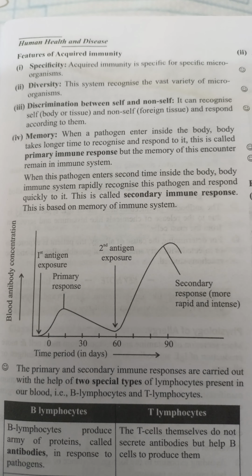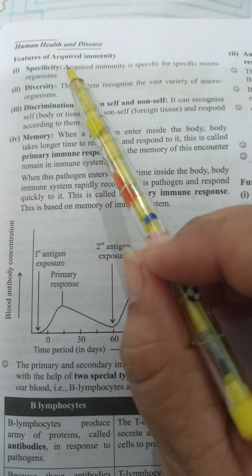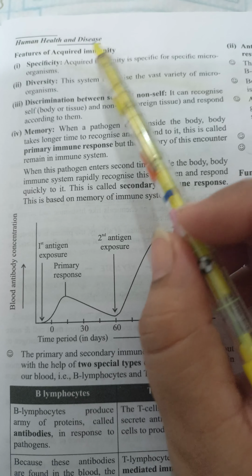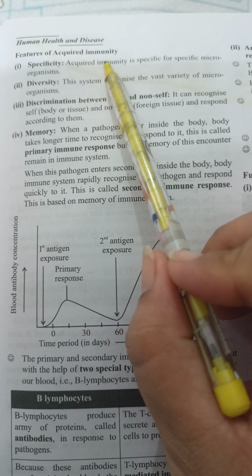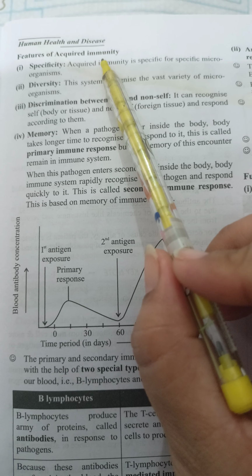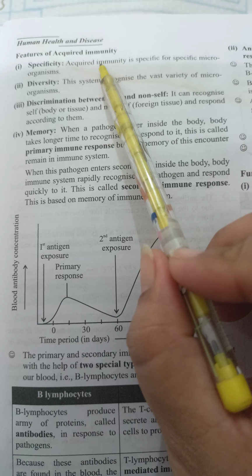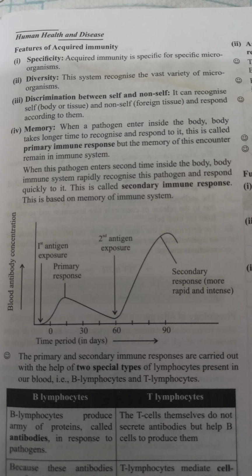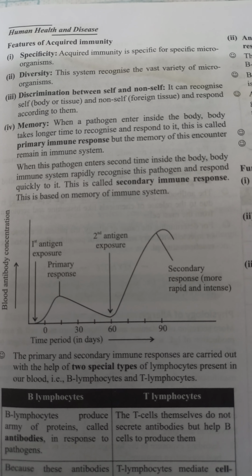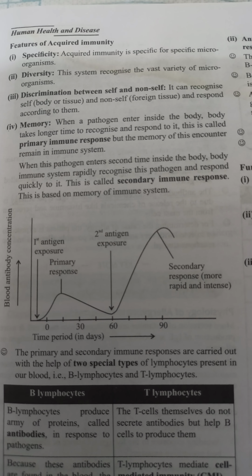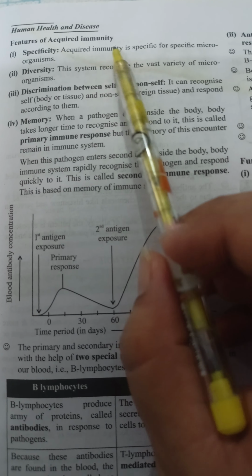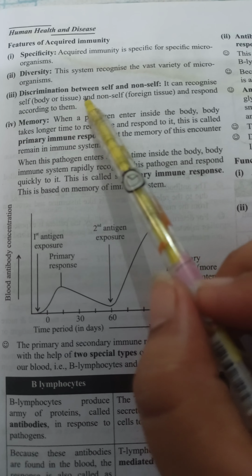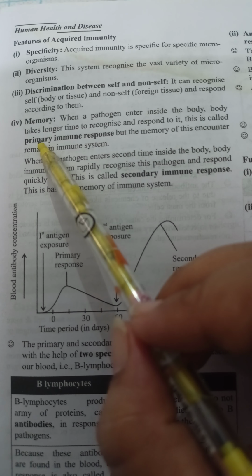Good morning. So, we are doing the chapter Human Health and Disease, Class 12th, Biology. Features of acquired immunity. Acquired immunity is that immunity that a person acquires in his lifetime, right? Like vaccination, and the memory developed by taking the vaccination is called acquired immunity. So some features are there, like specificity, diversity, discrimination between self and non-self, and memory.